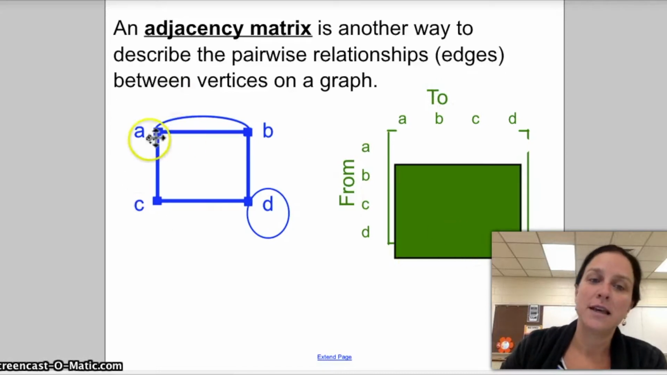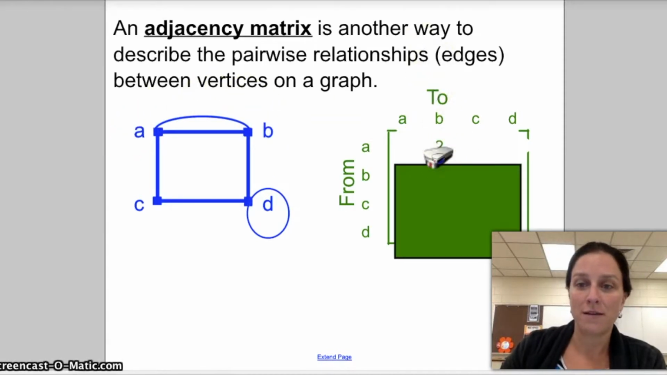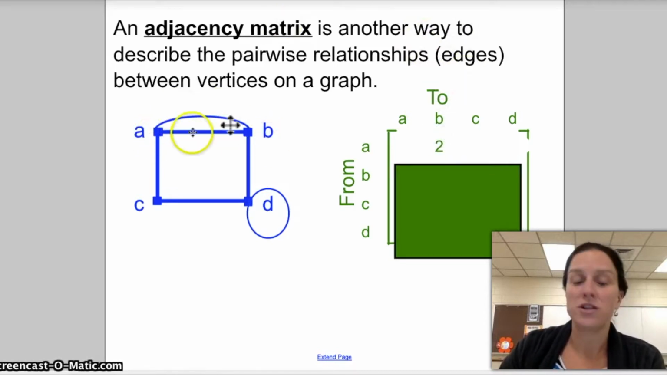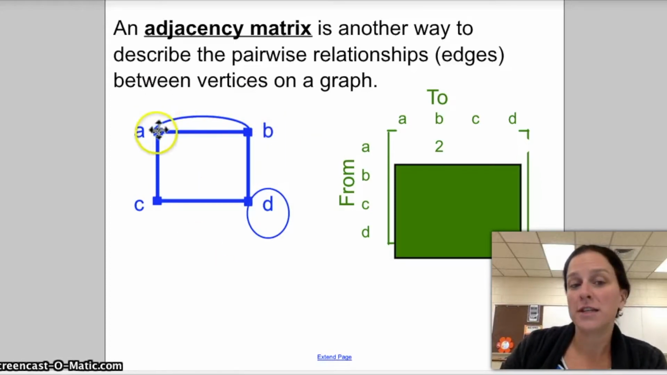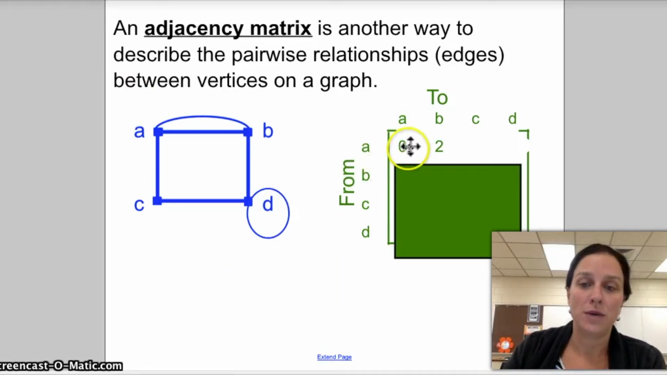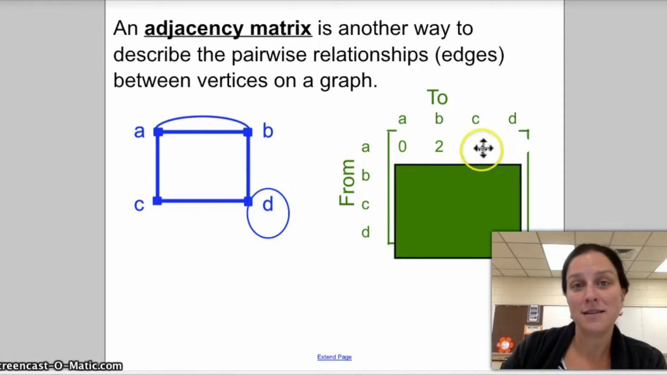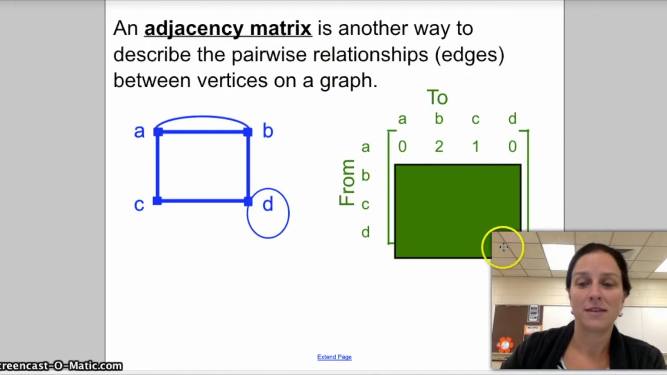So for instance, here vertex A is going to go from A, and there's an edge connecting it to B. So we have two edges actually, that connect vertex A to B. There is no edge connecting A directly to A, like for instance a loop. So we see the element 0 from A to A. Then from A to C, there is one edge. And from A to D, there are no edges. So we can just keep filling in. Let's pause to try this for yourself.